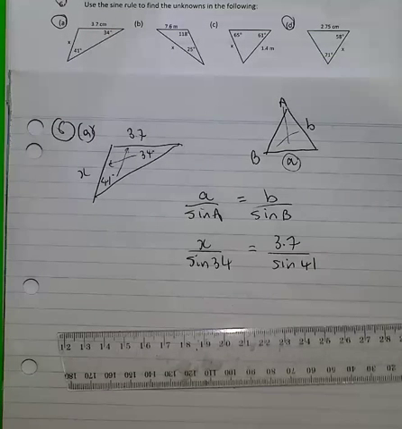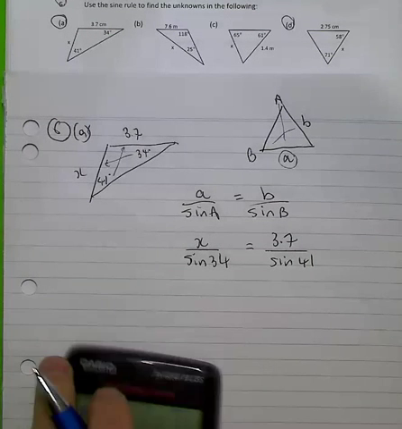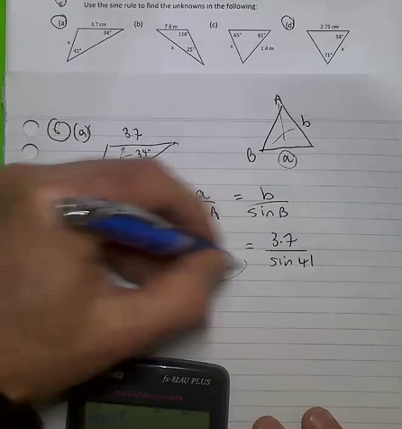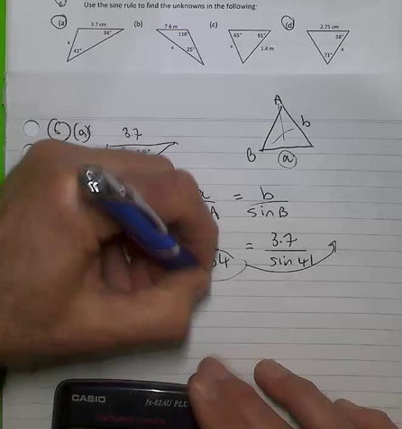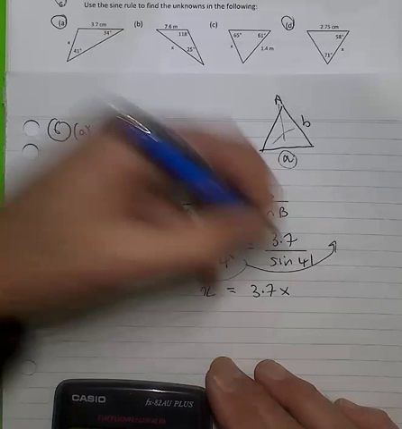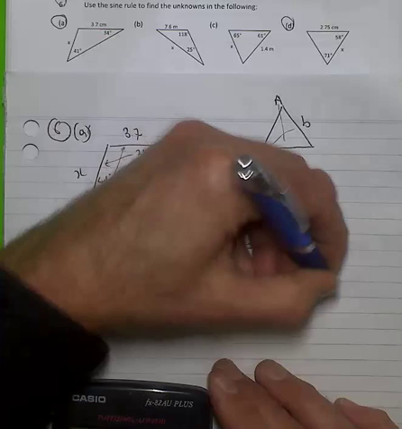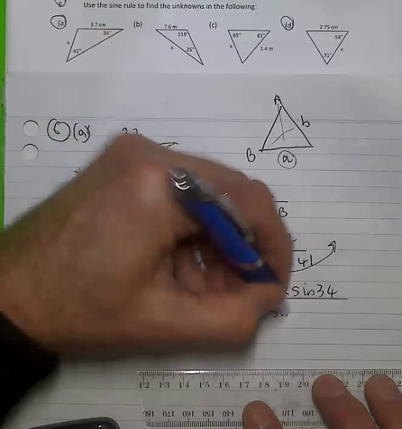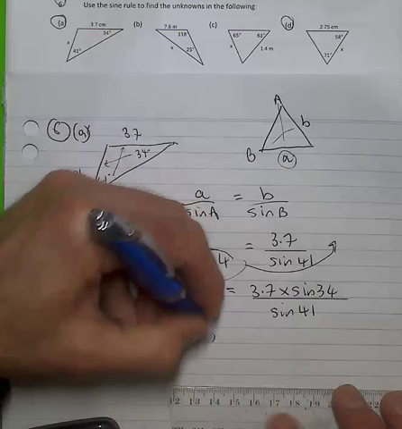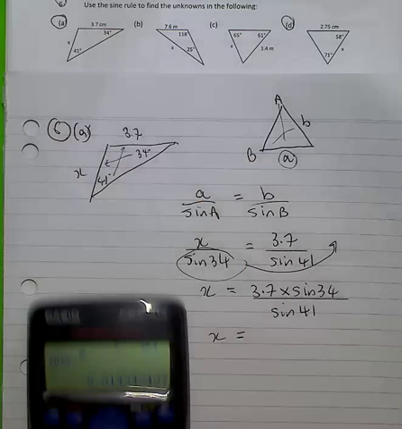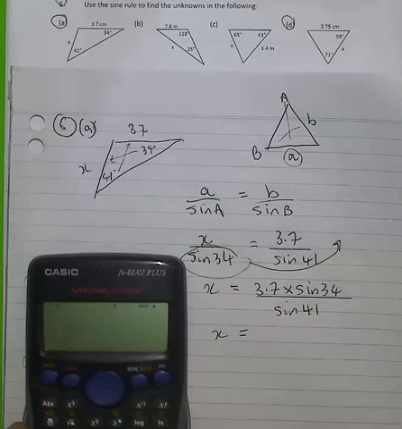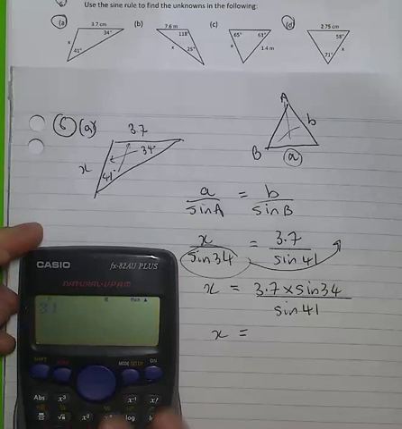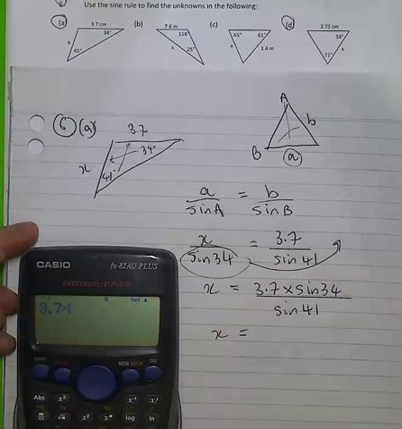Now when it comes to doing this on your calculator, some people like to transpose already. So x is equal to 3.7 times sine of 34 divided by the sine of 41. We can carry out that calculation on our calculator as follows. I tend to do them in two parts because we find when we're using sine and cosine, we're quite often coming into contact with brackets.